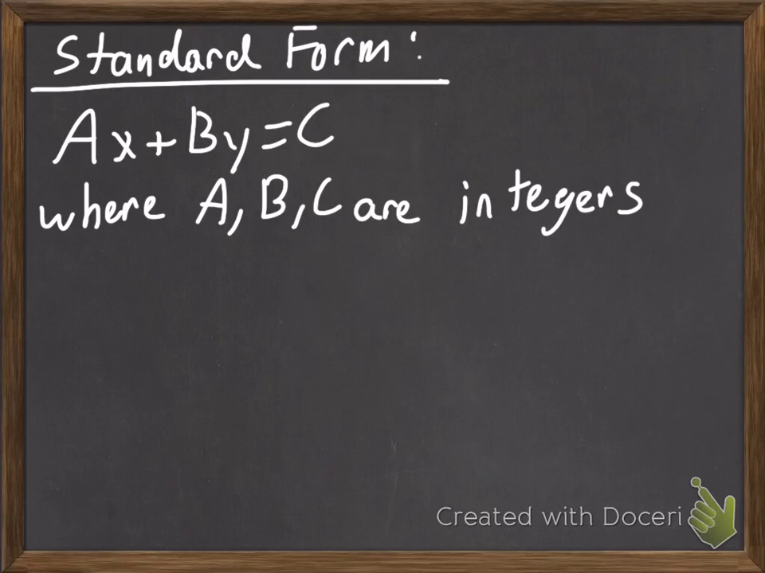If you recall, integers are all numbers that are positive or negative. So, no fractions or decimals. We cannot have any fractions or decimals whenever we are in standard form. We want everything to be precisely an integer.